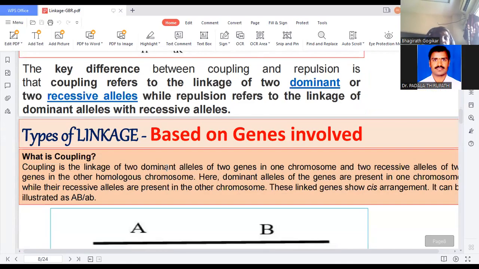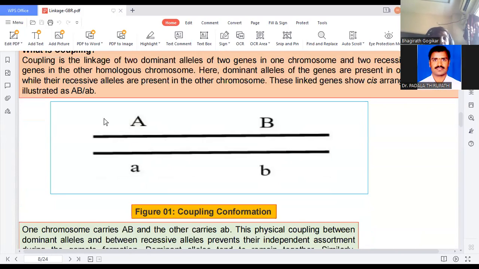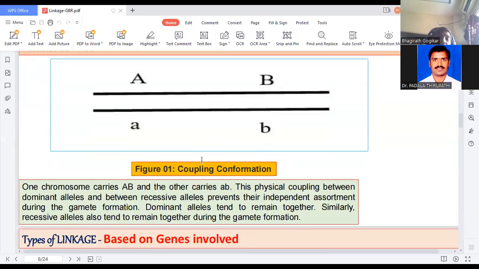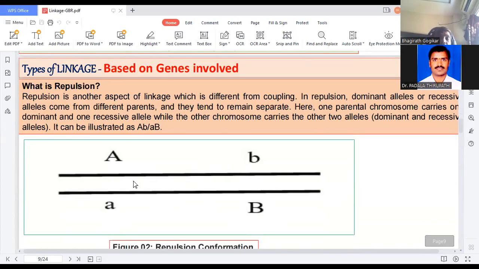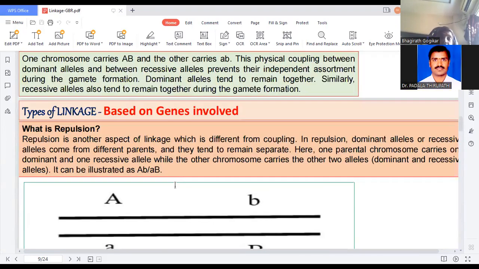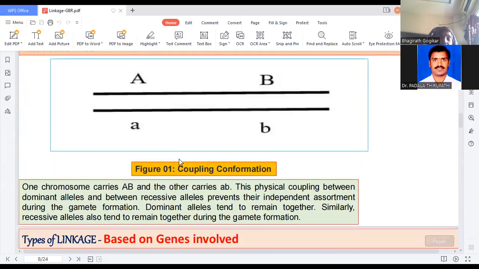So types of linkage, we can explain that this is an arrangement of the genes on the chromosome. It indicates the coupling conformation, and this is called a repulsion conformation. So one dominant allele is linked with the recessive allele of the second gene. This type of gene arrangement is called what? Trans arrangement. And this is called what arrangement?